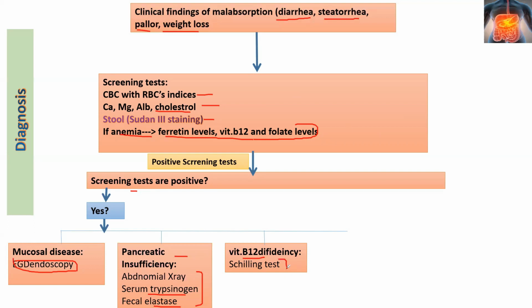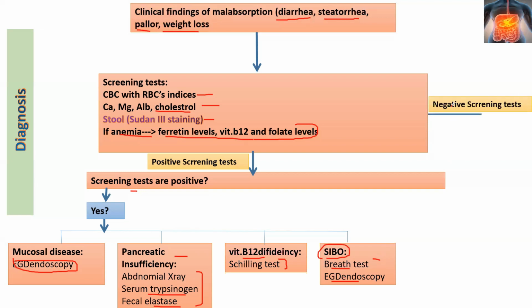We confirm by the Schilling test, and at the end, if there is overgrowth of bacteria, we do the breath test, and again the esophagogastroduodenal endoscopy. We see whether the mucosa is intact or not, or whether there is more growth of bacteria in the intestine, in which case the nutrients are not being absorbed well.